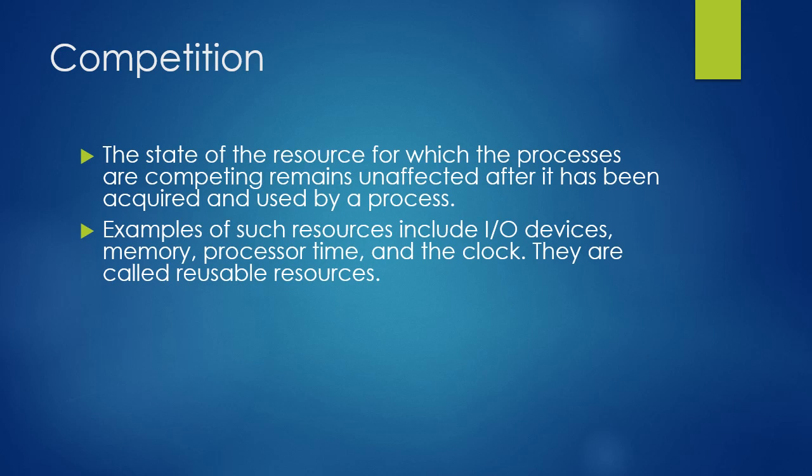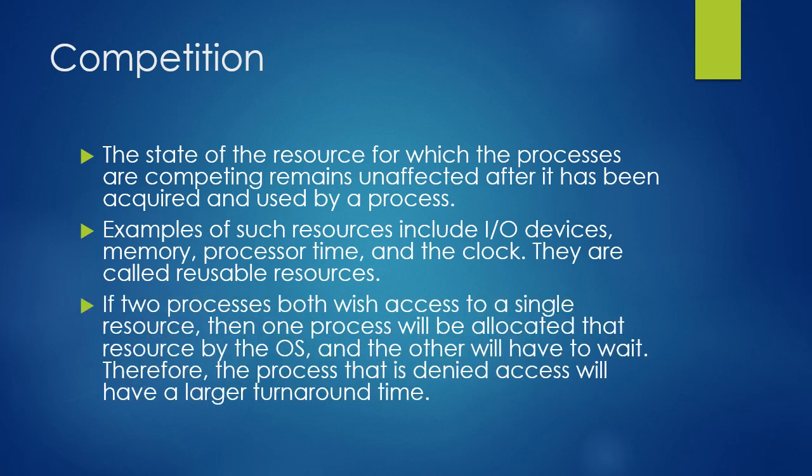However, the execution of one process may affect the behavior of competing processes. If two processes both wish access to a single resource, then one process will be allocated that resource by the operating system and the other will have to wait. Therefore, the process that is denied access will have a larger turnaround time. If two patients are waiting to be treated, one is allowed to see the doctor while the other waits. So, he returns home late.